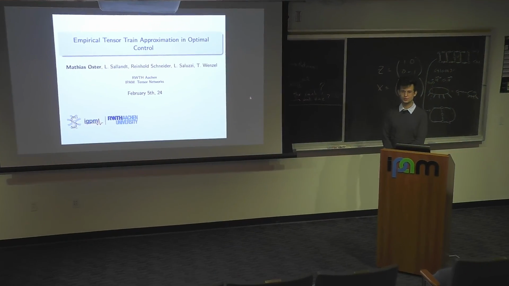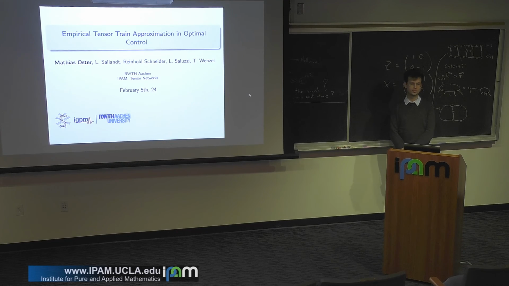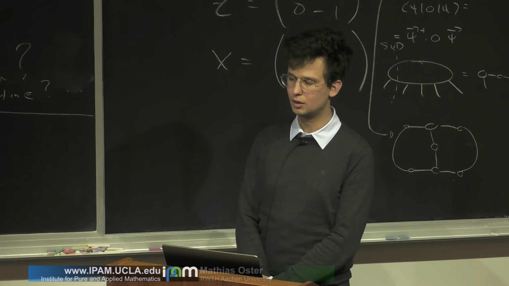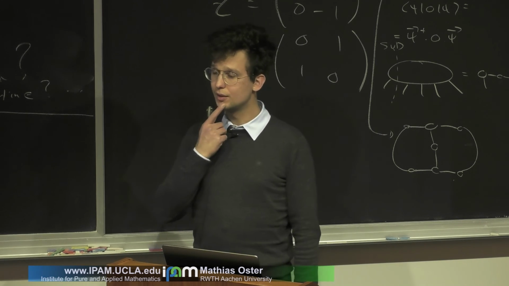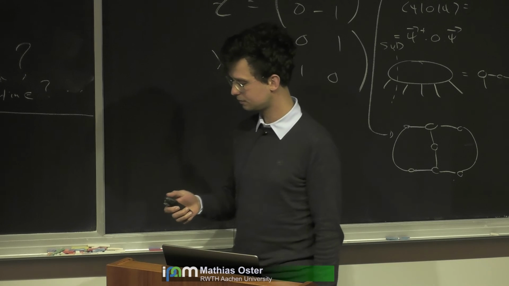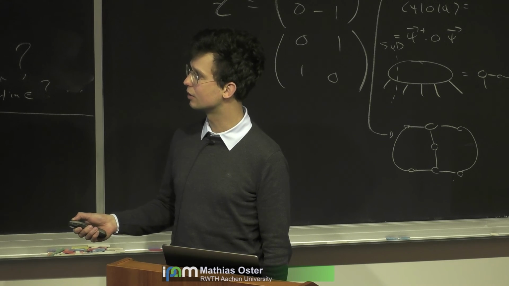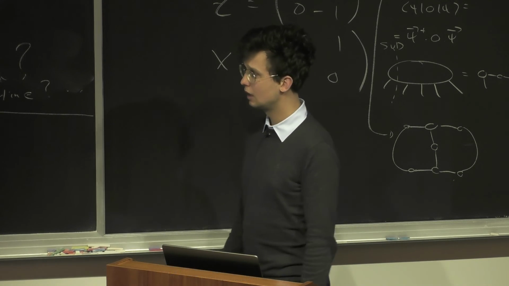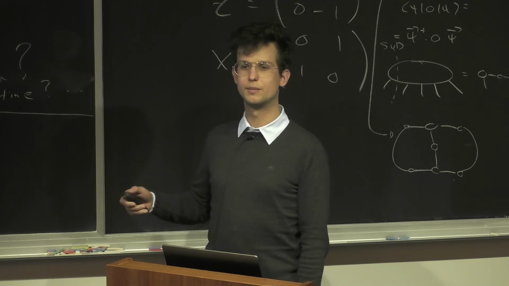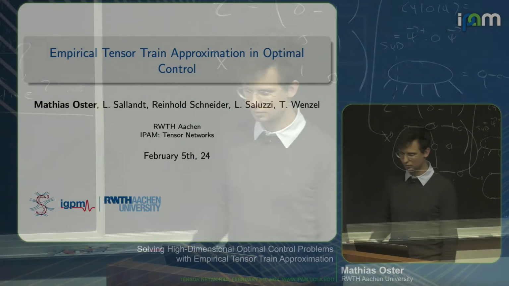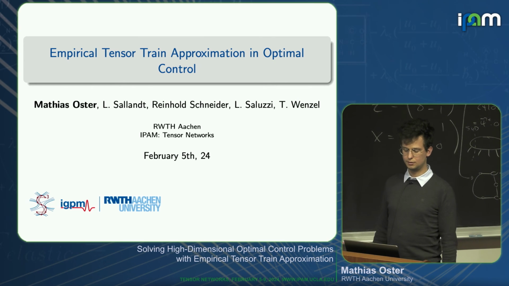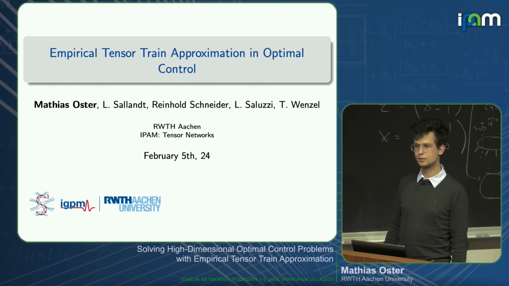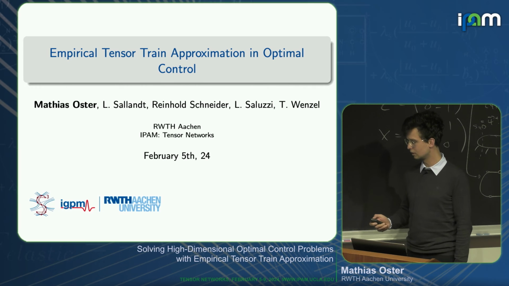I would like to share our experience we gathered in the last year on the use of tensor trains in the optimal control theory. I will share the results of a series of papers we wrote together with my supervisor, Reinhard Schneider, and another PhD student. And in the end, I would like to present some very new results we did in the last week with Luca Saluzzi and Tizian Wenzel, comparing the application of tensor trains with other methods for high-dimensional approximations like kernel methods and neural networks.